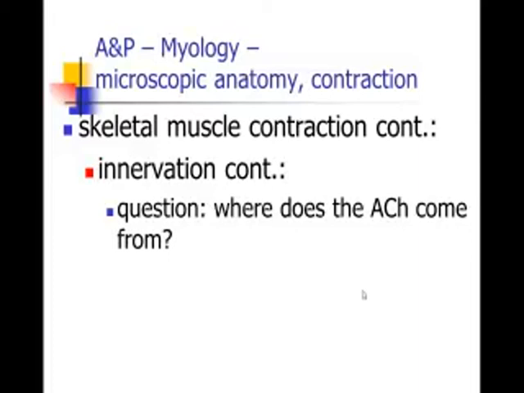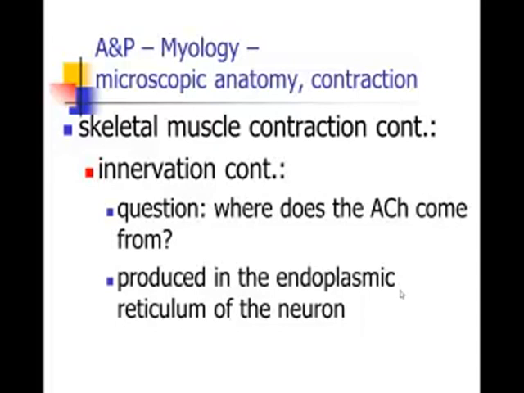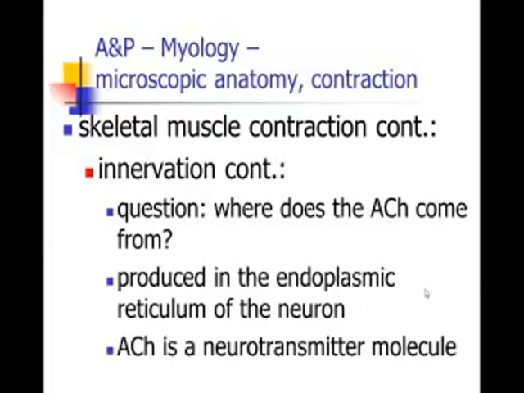So we've got that part figured out. Where the heck did this acetylcholine come from? Is this like a miracle? The answer is the endoplasmic reticulum. The neuron has endoplasmic reticulum, and that produces the acetylcholine. And then the acetylcholine is packaged by the Golgi complex into little vesicles, and those vesicles remain in the cytoplasm of the neuron. Acetylcholine is a neurotransmitter molecule.